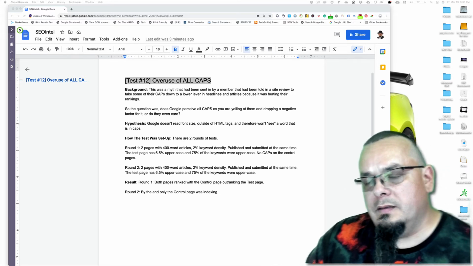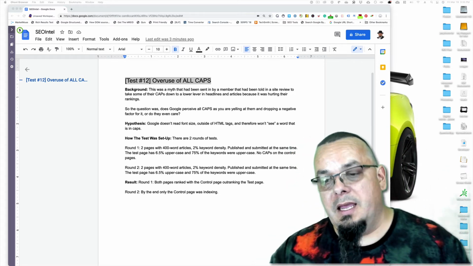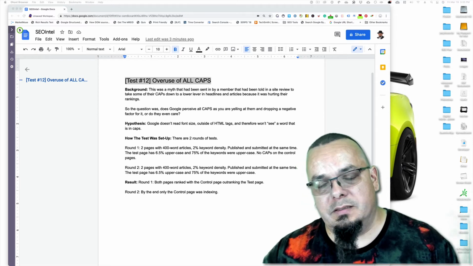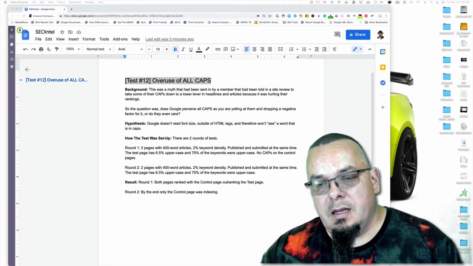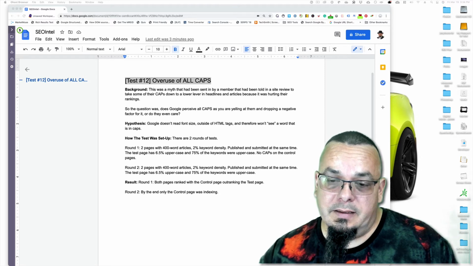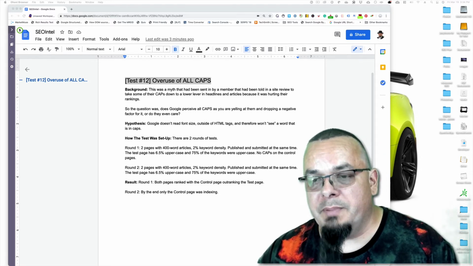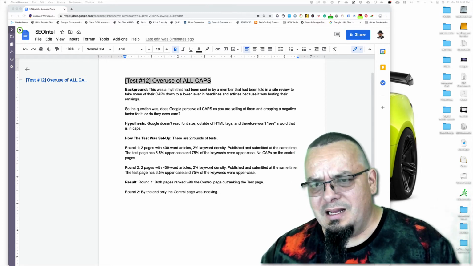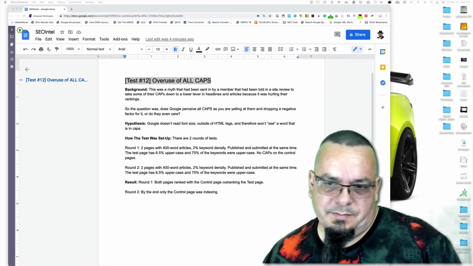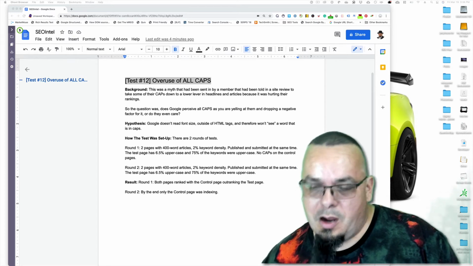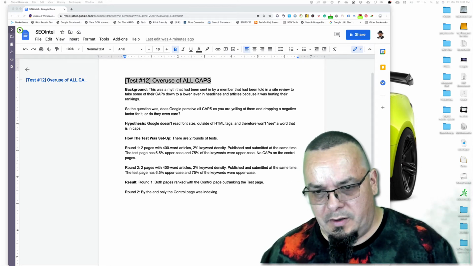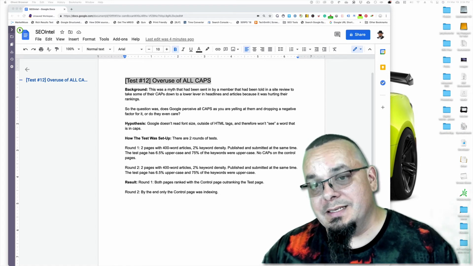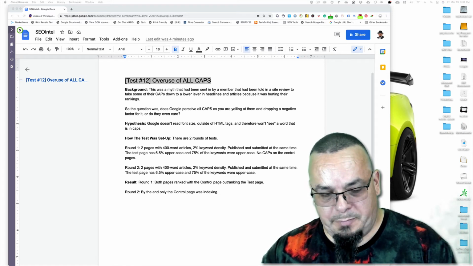So round one, both the test pages and the control pages were indexed. The control pages outranked the test pages exclusively. And then round number two, by the end of the test, and basically we leave these tests running for 45 to 60 days just to get some changes, see some variants. Maybe Google's got us testing in a sandbox. Who knows, right? So we leave it going. By the end of the test, the only pages that were indexed were the control pages. The test pages were gone.